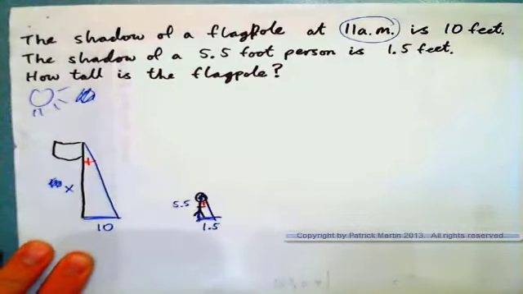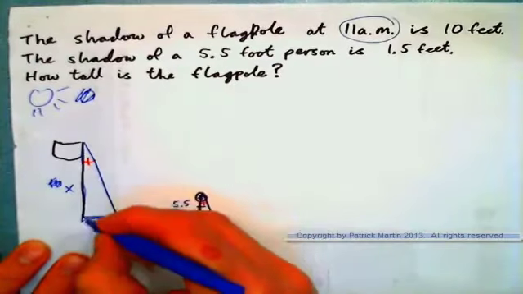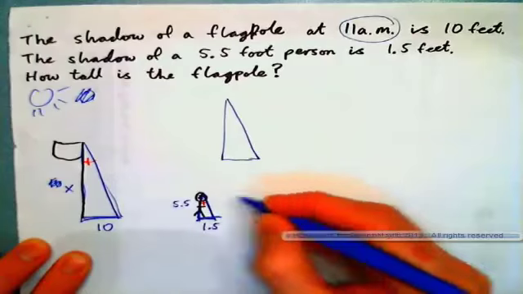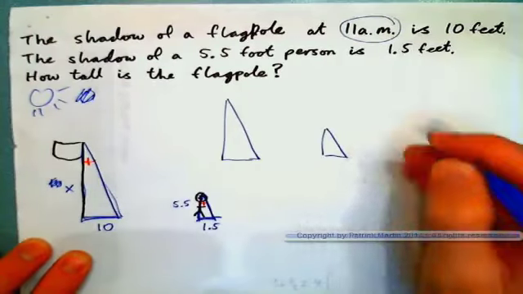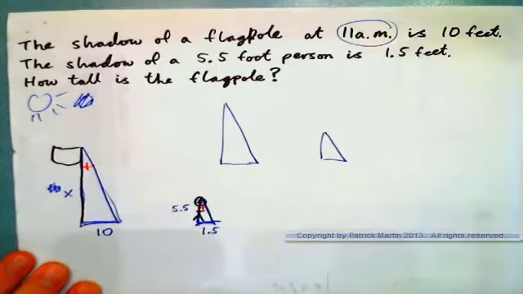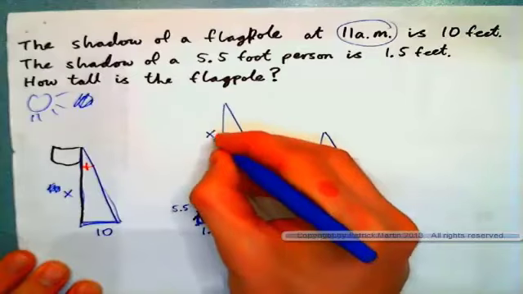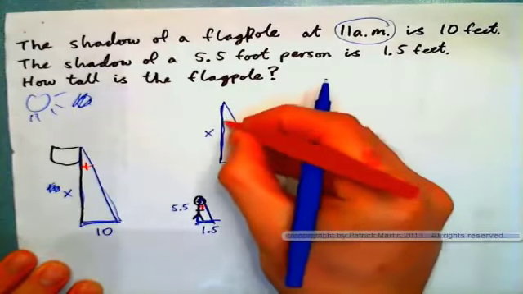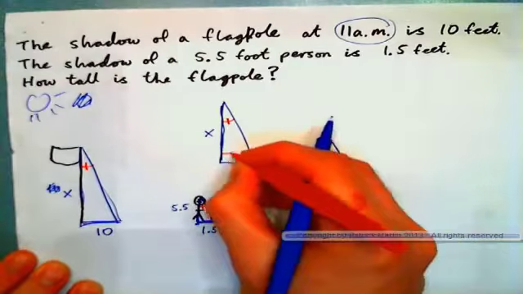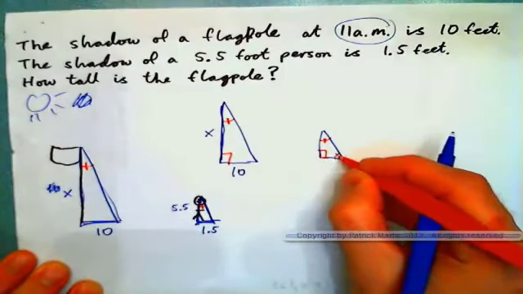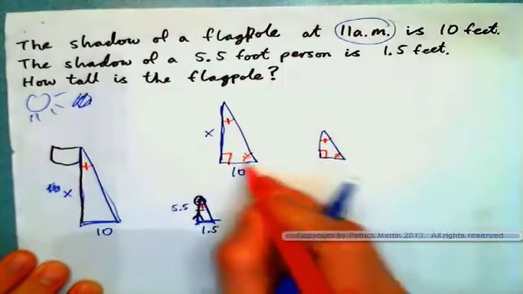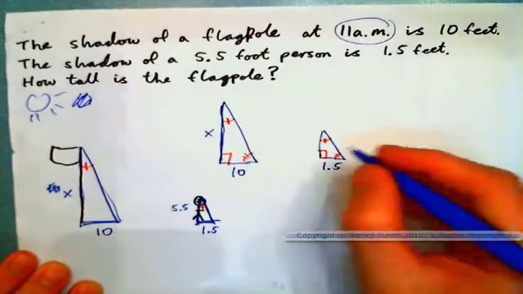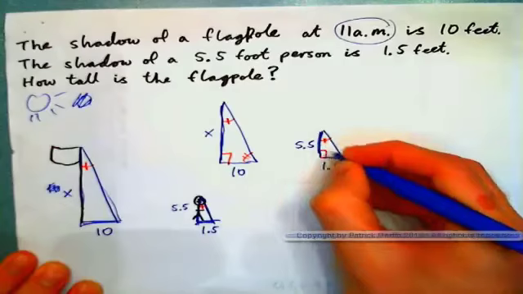If we look at this now, we have this triangle here, and then we have this triangle here with the person. In this triangle, the height is unknown. That's the height of the flagpole. This distance is 10. These angles are the same, and they both have a right angle, so this third angle has to be the same also. So these two triangles are similar figures. They are the same shape. This is length 1.5, and this is length 5.5 here.